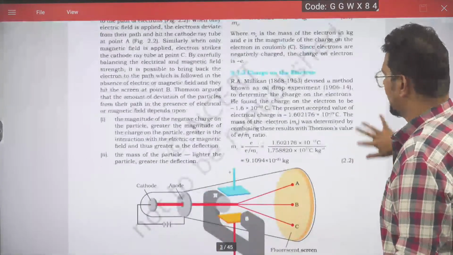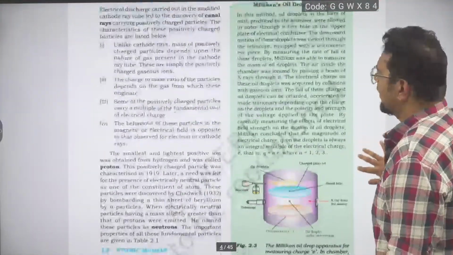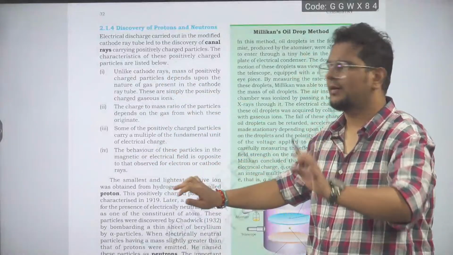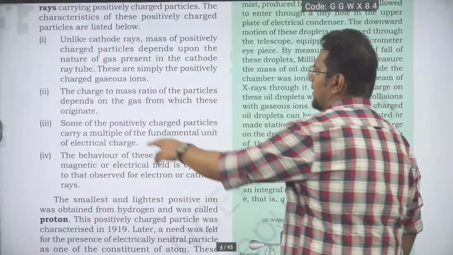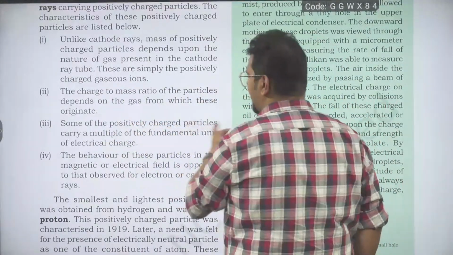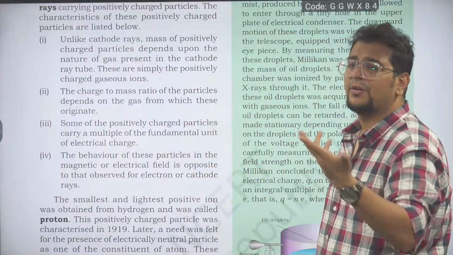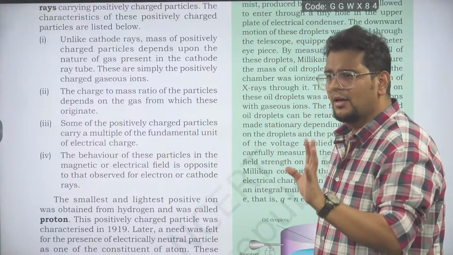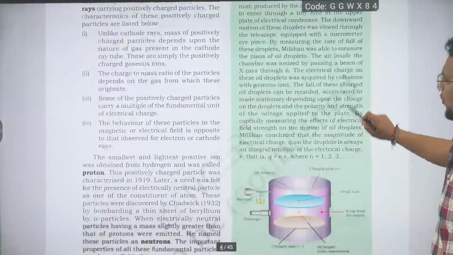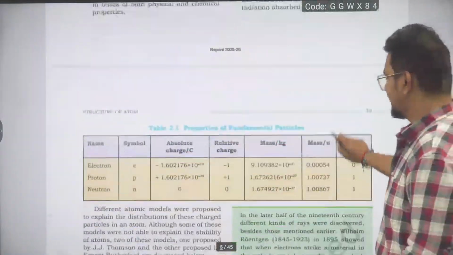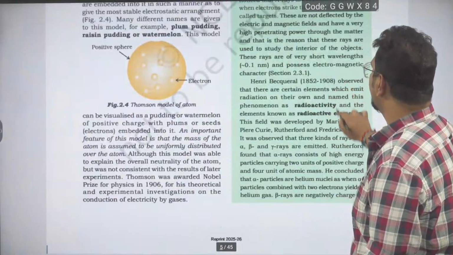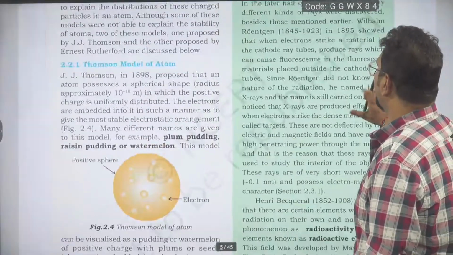Now, number one, these 4 points you will note down in your notebook. These 4 points already we have covered. Charge to mass ratio of the particle depends on the gas, anode ray they are talking about. Some of the positively charged particles carry a multiple of the fundamental unit of charge. This you will note down in your notebook. Now, can you see this? This is all Thomson model and all we will do. I just now covered this green color box. Here is the story.